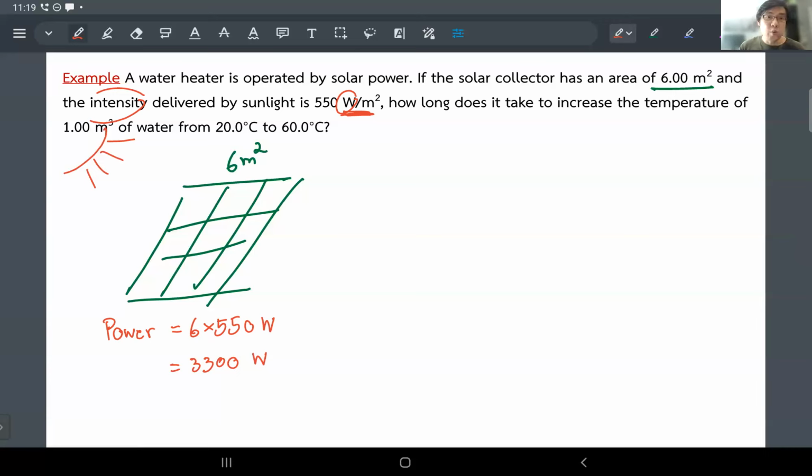Now, you would like to warm up water from 20 to 60. How much energy is required? Well, okay, no problem. The amount of heat is going to be mc delta T. The mass of the water you are warming up comes from a cubic meter of water. What is the mass of 1 cubic meter of water, guys? What do you think?